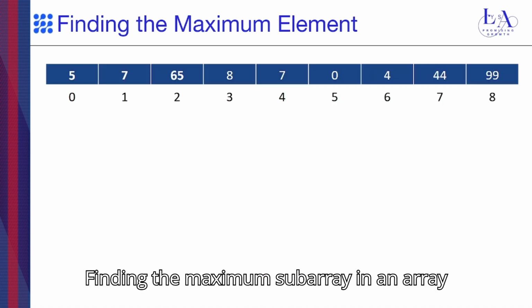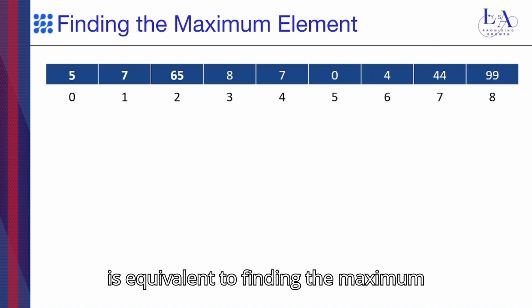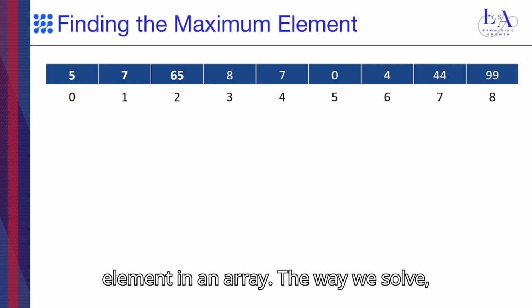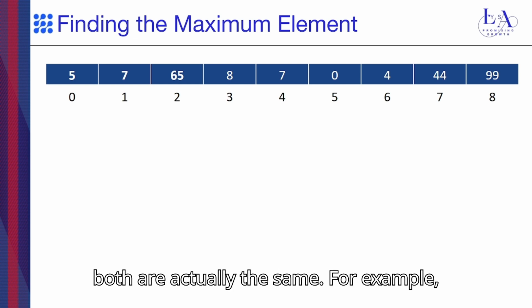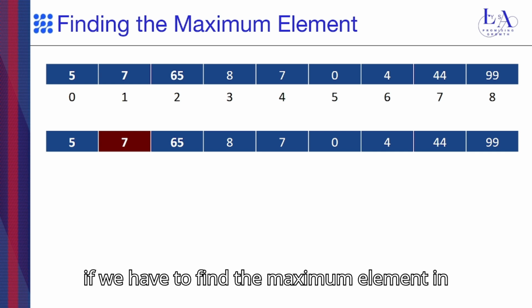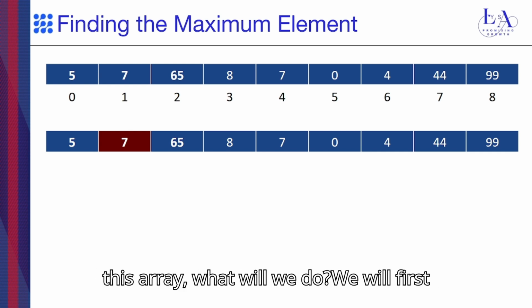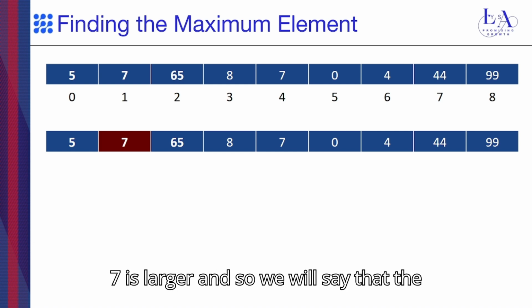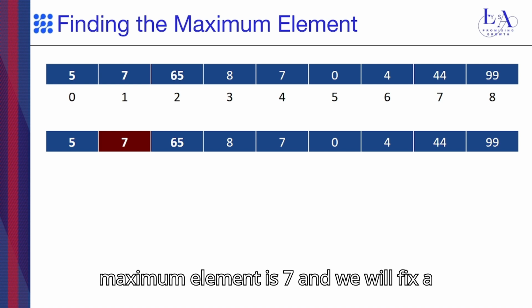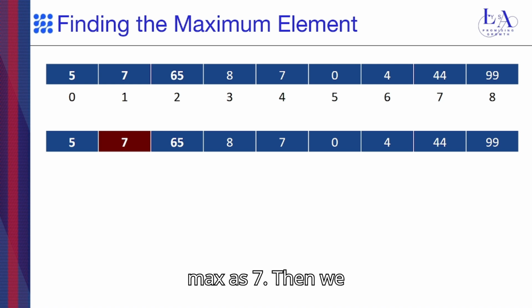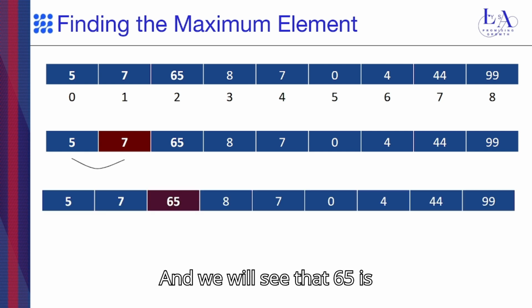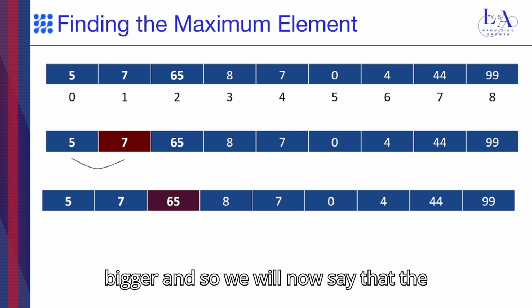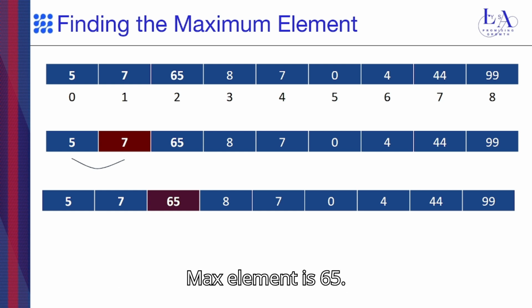Finding the maximum subarray in an array is similar to finding the maximum element in an array. The way we solve both is actually the same. For example, if we have to find the maximum element in this array, what will we do? We will first check 5 and 7, and out of that 7 is larger, so we will fix max as 7. Then we will compare 7 and 65 and we will see that 65 is bigger, so we will now say that the max element is 65.